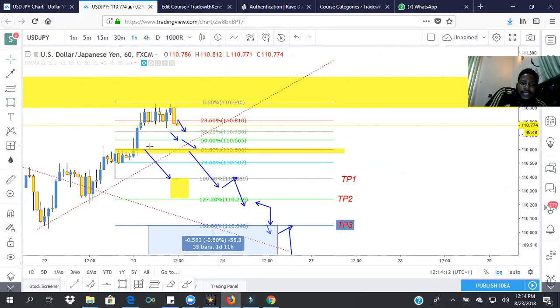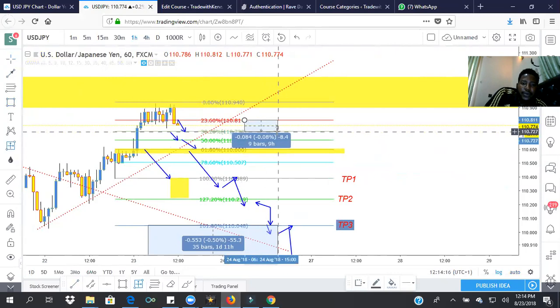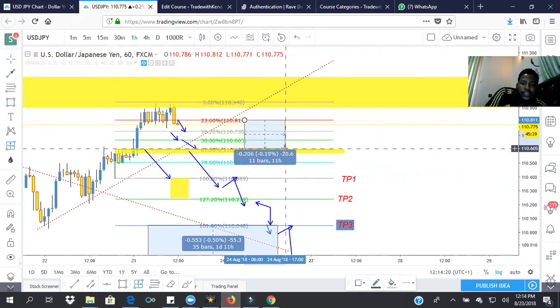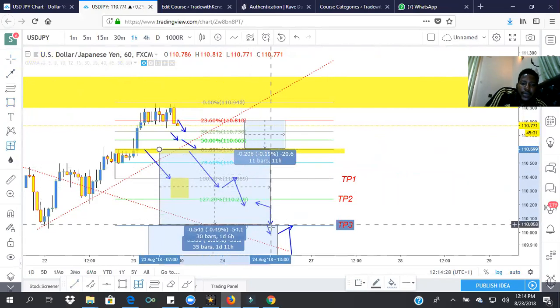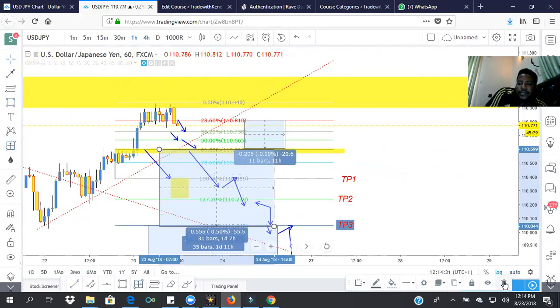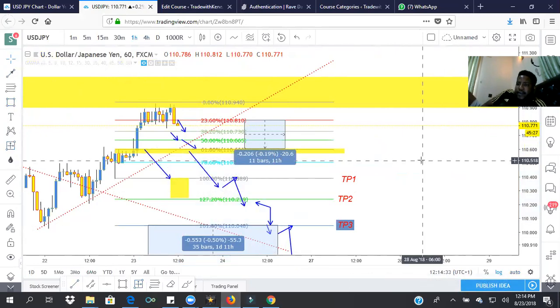So even if you had taken this trade right from my teaching, with the movement of price, you would have gotten yourself 8.4 pips here, and then the next one will be what? 20 pips. And then from here, if it successfully gets to 61.8 and breaks it, you'll be looking at 21 pips, which can go all the way to where? 55.5 pips. And basically, that is the beauty of Forex, okay?